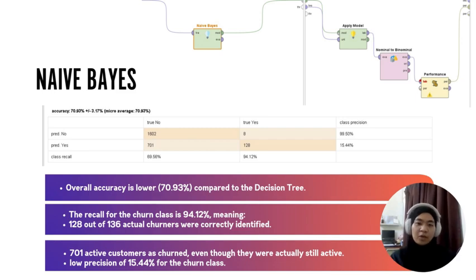The naive Bayes model has a lower accuracy of 70.93%, but it performs very well in identifying churners. It correctly detects 128 out of 136 churners, giving a high recall of 94.12%. However, it wrongly predicts 701 active customers as churn, leading to very low precision. This means it catches churners well, but produces many false alarms.